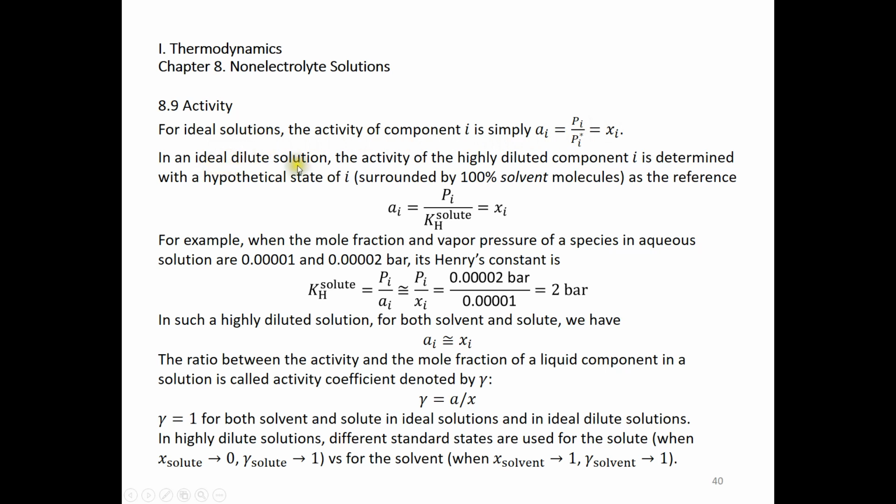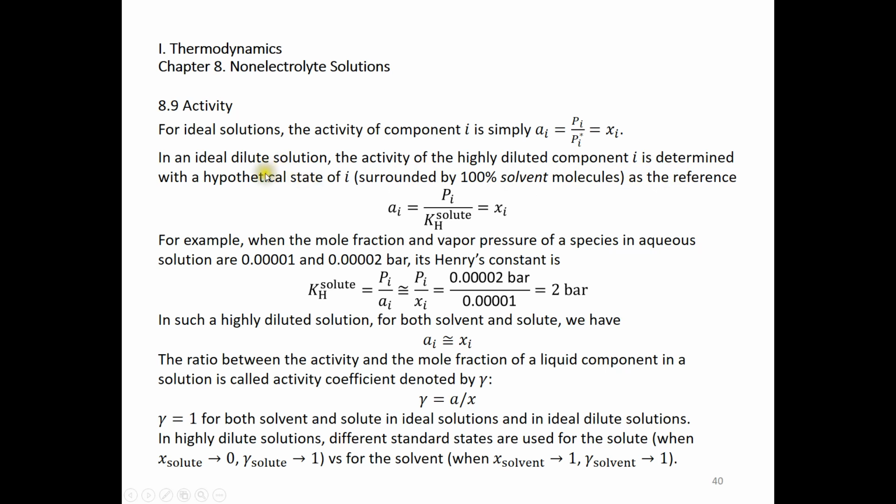But in an ideal dilute solution, it's going to be a little bit different. The activity of the highly diluted component i is determined with a hypothetical state of i. So what's this hypothetical state of i? Each solute i is surrounded by 100% solvent molecules. Again, this is just hypothetical. So it's highly diluted, so each solute molecule is surrounded by mostly solvent molecules. We just need to extend it a little bit, hypothetically, to 100%. And that's used as a reference.